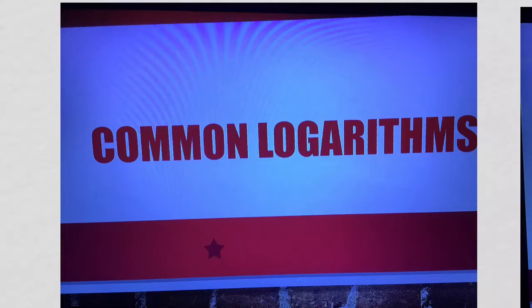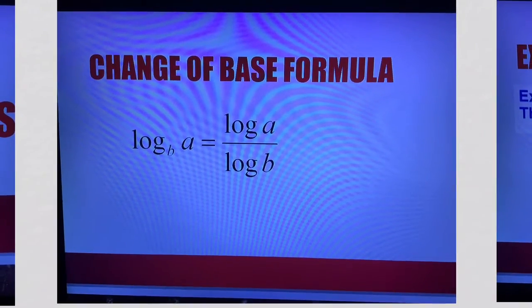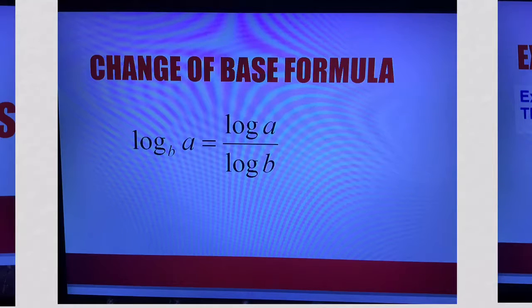Welcome to Common Logarithms. So we're going to talk about solving some different types of equations today. First thing before we do that, we need to talk about how do we find the logs of equations using the calculator? So what we do is we have the change of base formula.